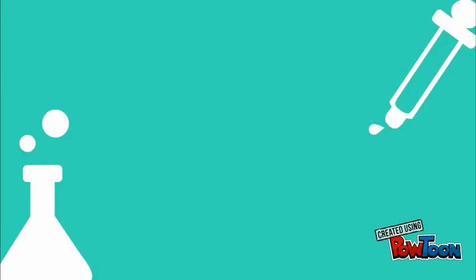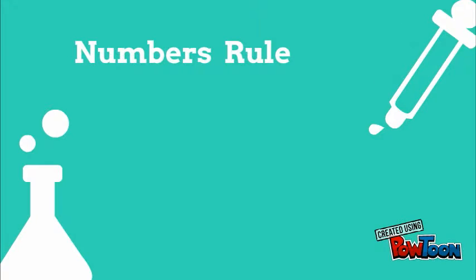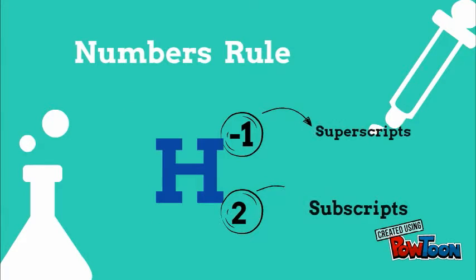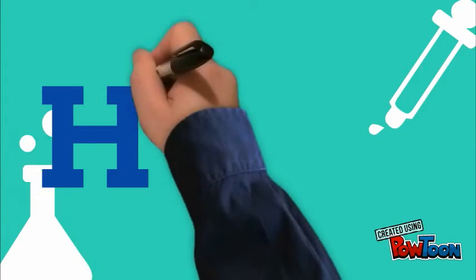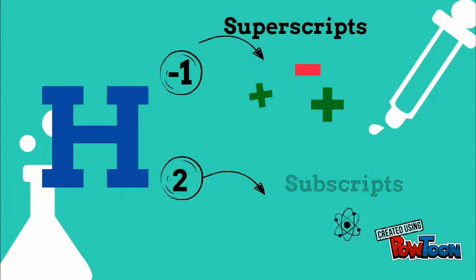The second rule of chemical writing and naming has something to do with numbers. There will be instances where you will see superscripts and subscripts after an element. But what is the difference between these two? Superscript numbers refer to the quantity of positive and negative charge an element loses. However, subscript refers to the number of atoms of the element.